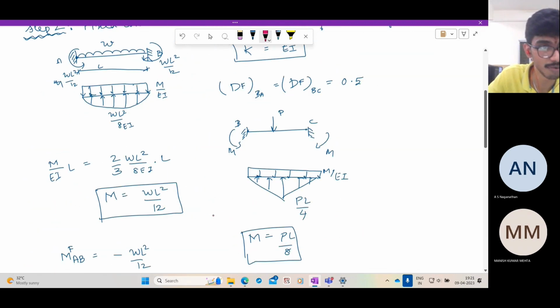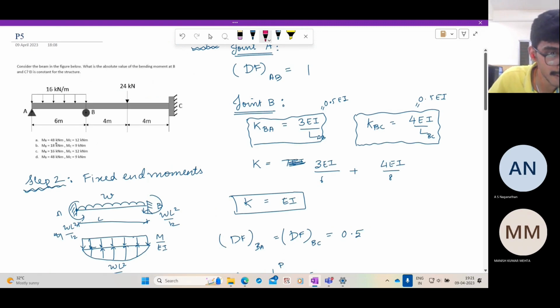So which option does it correspond to? MB is 48. They're only asking for the absolute value, so you don't need to worry about the minus sign. MB is 48 and MC is 12 kilonewton meter. So the correct answer is option A.